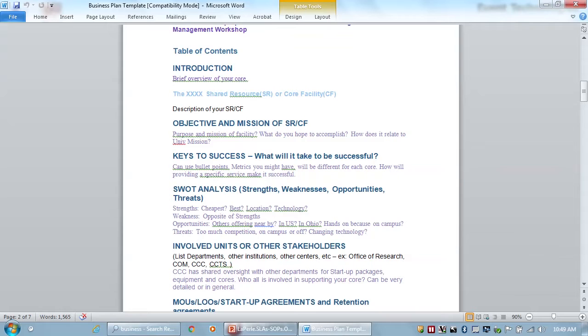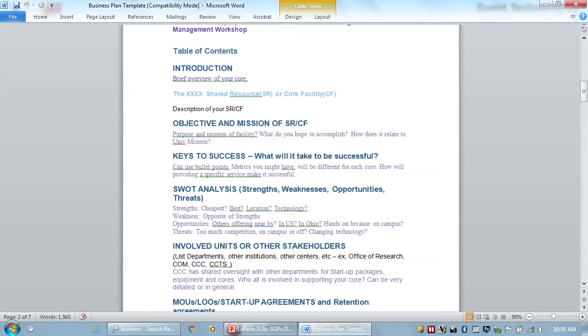Use any metrics you have that will be different for each core. How will providing a service make it successful? So if you're choosing to do one service over another, why is that going to make your core great?